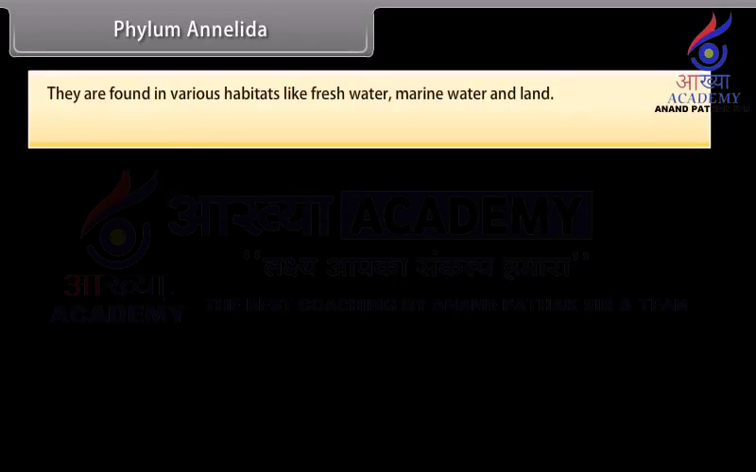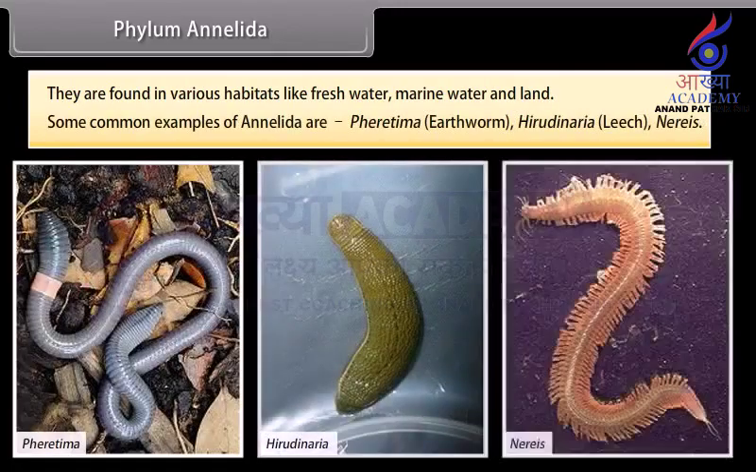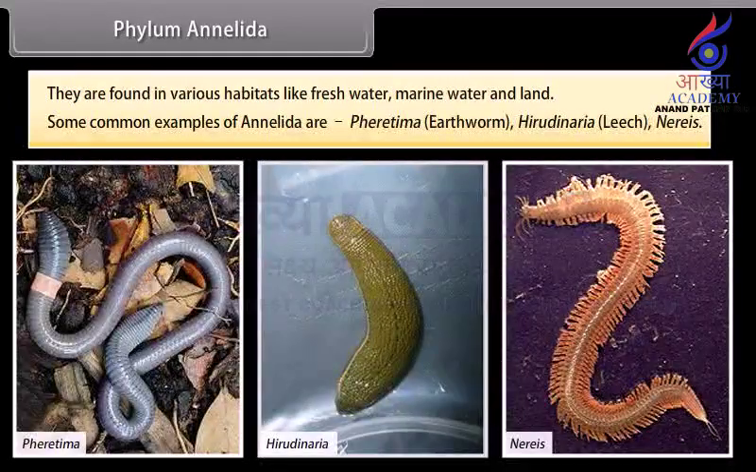They are found in various habitats like freshwater, marine water, and land. Some common examples of Annelida are Pheretima, earthworm, Hirudinaria, leech, and Nereis.